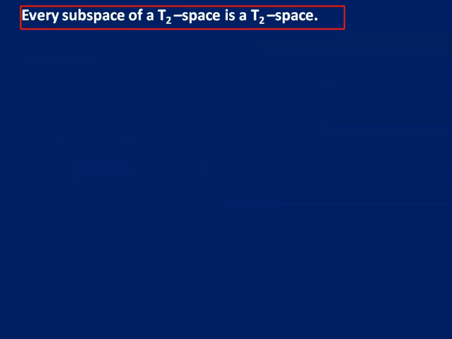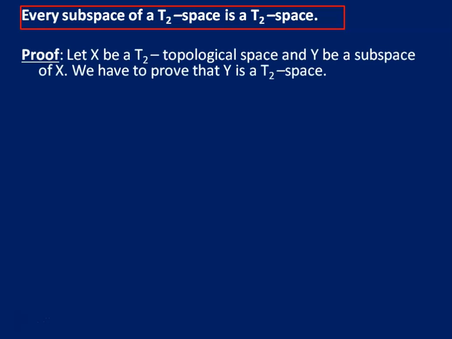Here we have a statement: every subspace of a T2 space is a T2 space. That means the T2 property is hereditary. If the parent space is T2 or Hausdorff, then the subspace is also Hausdorff or T2. To prove this, let X be a T2 topological space and Y be a subspace of X. We have to prove that Y is a T2 space.